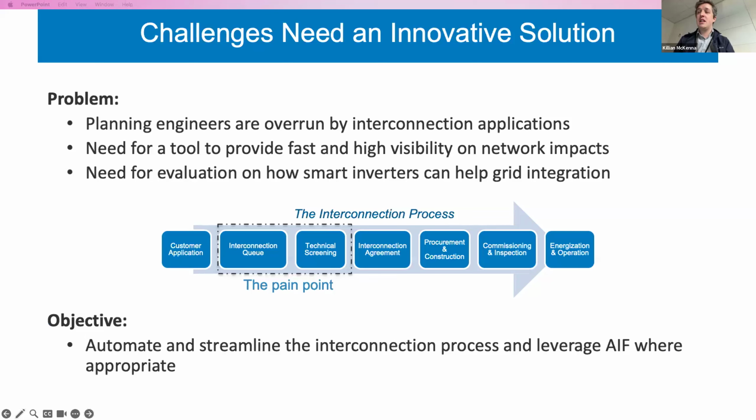So that challenge needs an innovative solution, right? It needs a tool that can provide high visibility on network impacts, and that can provide fast response times in terms of the outcome for customers. But also, particularly when we talk about solar, a major piece that needs to happen is the evaluation of how smart inverters can help grid integration. Every DER system being interconnected in the US right now has a smart inverter equipped that has functionality in terms of providing voltage regulation and voltage support that can be leveraged. So that's another big piece that we need to have tools and capabilities for.